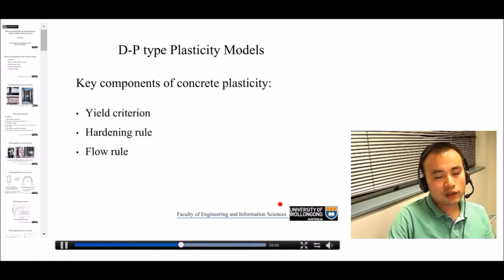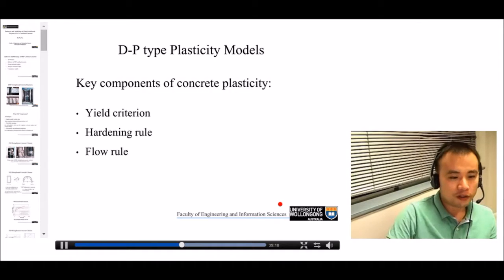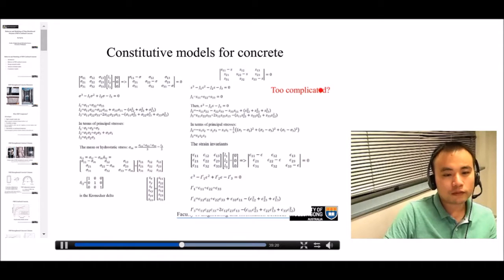So, for concrete plasticity models, if you look at the key components, basically there are three key components. First one is the yield criteria. Second one is the hardening rule or softening rule. And third one is the flow rule. Let's look at them one by one.